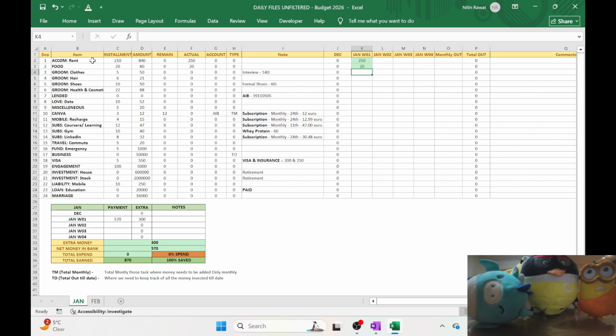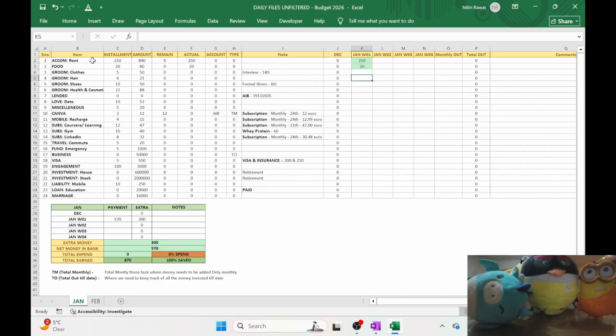That's by default. For clothing, I am not putting anything because this is not a necessity, it's a luxury. So I'm keeping it separate at the moment. Let's revisit this category if I have spare money. Okay, but I need to at least keep 140 euros for my interview dress.